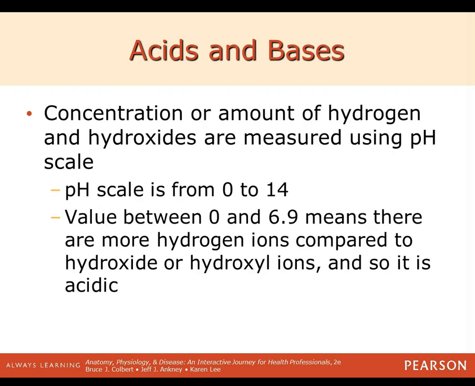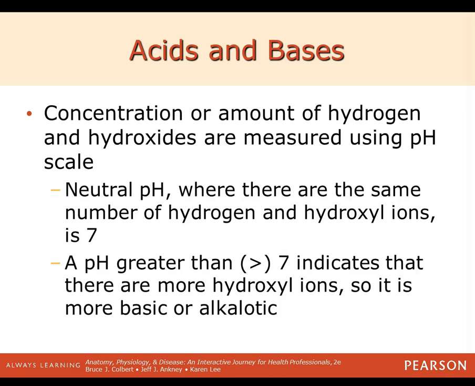The concentrations of hydrogen ions and hydroxide ions are measured using a pH scale. The H stands for hydrogen. The pH scale ranges from 0 to 14. Values between 0 and 6.9 mean that there are more hydrogen ions compared to hydroxyl ions, and that makes it more acidic.